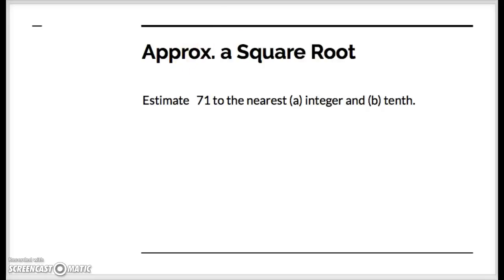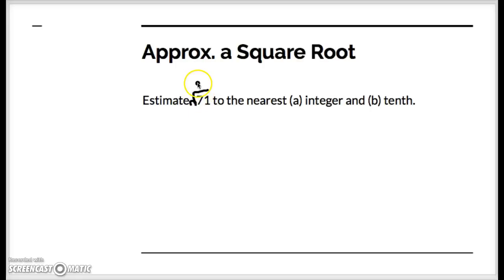we are going to work on approximating a square root. So for this problem, we are going to estimate the square root of 71 to the nearest integer and to the nearest tenth. Okay, so whenever we estimate it to the nearest integer, you want to find the two whole numbers that it is between.